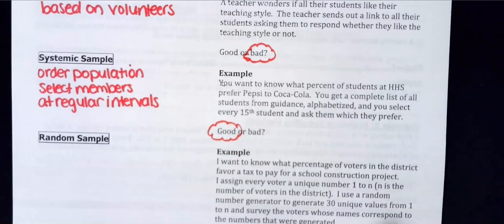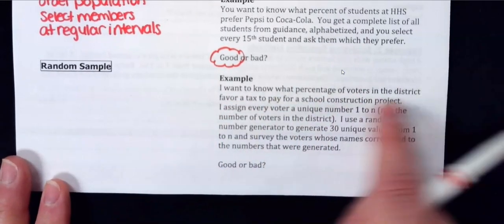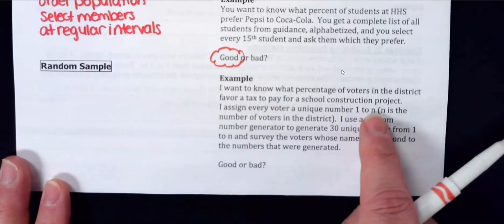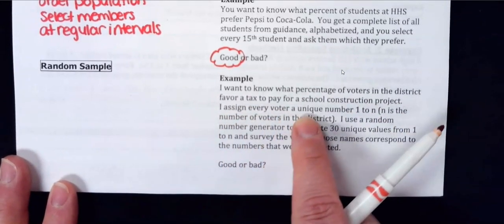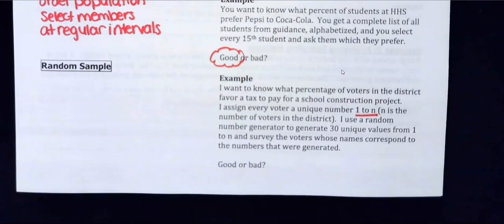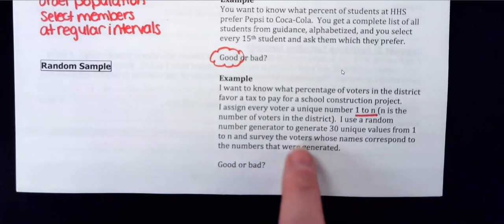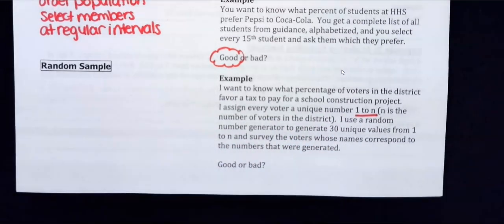Okay, and then the last one, this is called a random sample, and this is kind of long, but it says, I want to know what percentage of voters in the district favor a tax to pay for school construction project. I assign every voter a unique number. Now this says 1 to n. N would just be the number of voters. So let's say we're in the district and there were 30,000 voters, then my numbers would be 1 to n. Okay, you use a random number generator like we had on the calculator to generate 30 unique numbers out of that list, 1 through 30,000 or whatever it was. And then you survey or you go and talk to the people whose number corresponds to their name.